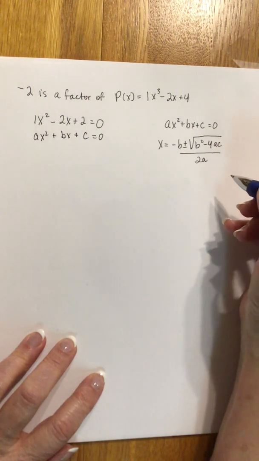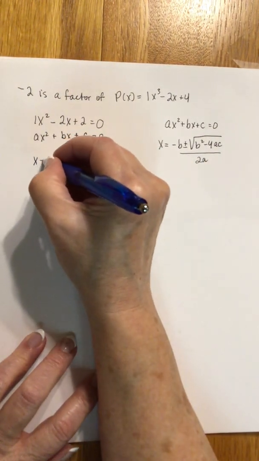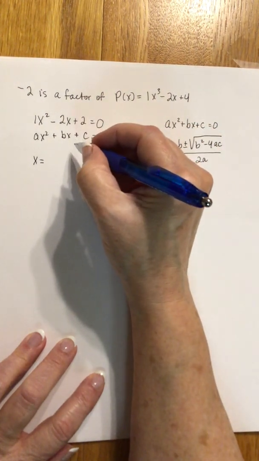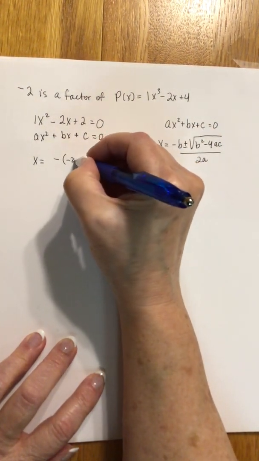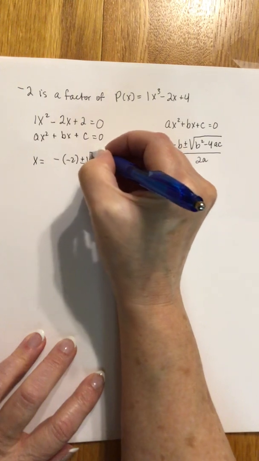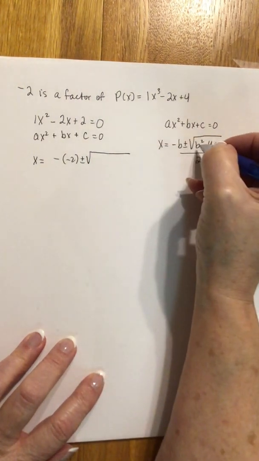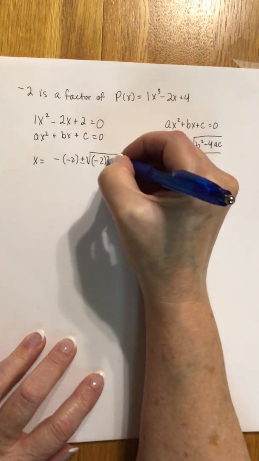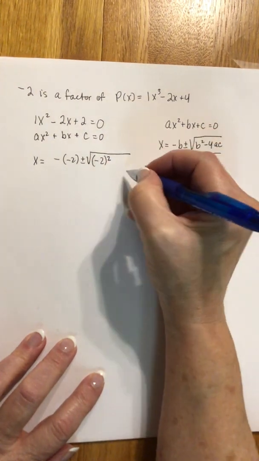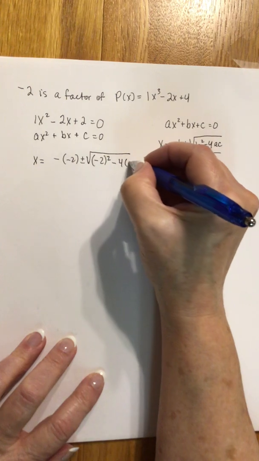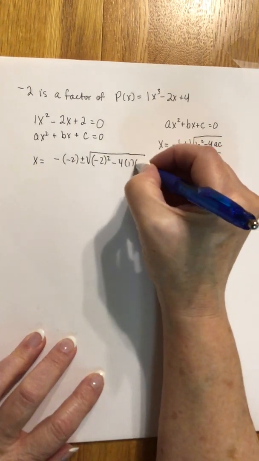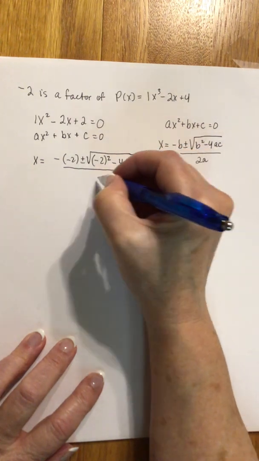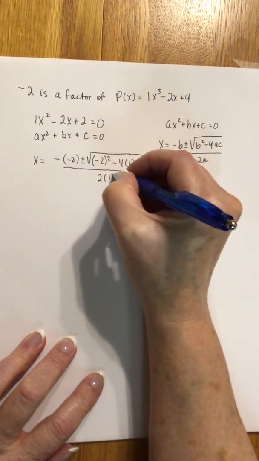So we're going to plug it in to the quadratic formula. x equals negative b, but our b is a negative 2. So we have a negative of negative 2 plus and minus the square root of b squared. Again, b is a negative 2, but make sure you put that in parentheses, negative 2 squared, minus 4 times a, which is 1, times c, which is 2, all over 2 times a, which is 1.